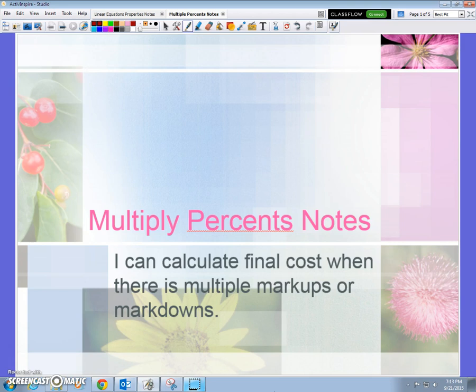And what we're going to do actually is have multiple markdowns or markups in the same problem. So like you might get a discount, but you might still have to pay tax on it. And so what we're going to learn today is how to do that. So let's take a look.